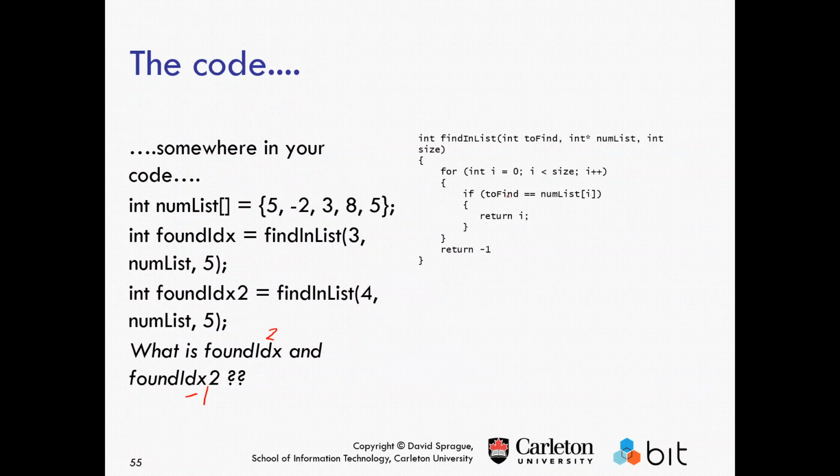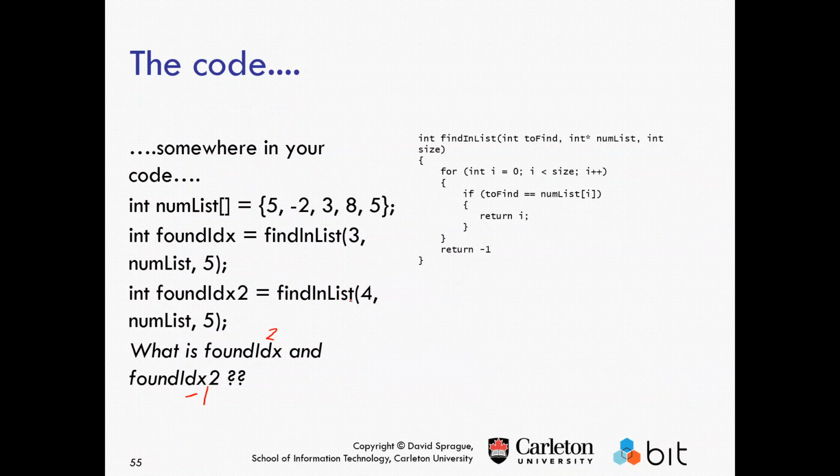So is the thing I'm looking for, 3, equal to 5? No. Is 3 equal to -2? No. Next time around. Is 3 equal to 3? Yes, it is. I return whatever my value i is. In this case, the value 2. Great. And I would be done with that function call.